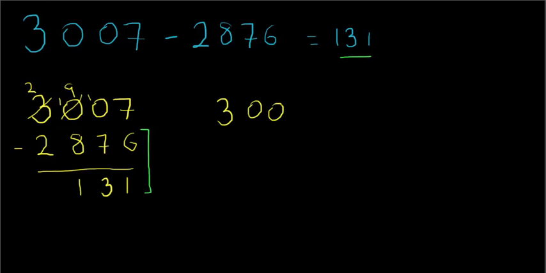3007, take away 2876. The first part's straightforward. 7 takes 6 is just 1. And when 0 takes 7, I said to myself I can't go. I knew I had to borrow from the 3, that would become a 2, and I knew that the 1 I wanted would eventually end up back on the column I'm interested in.